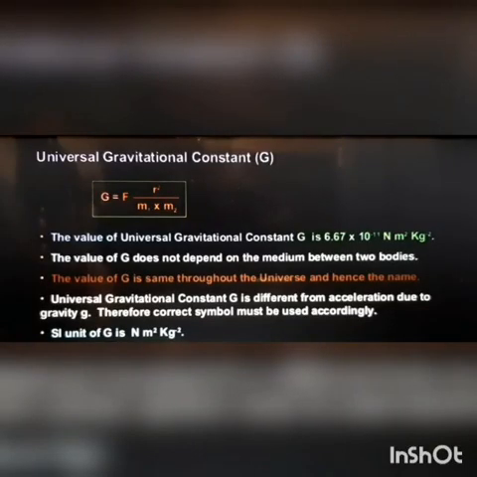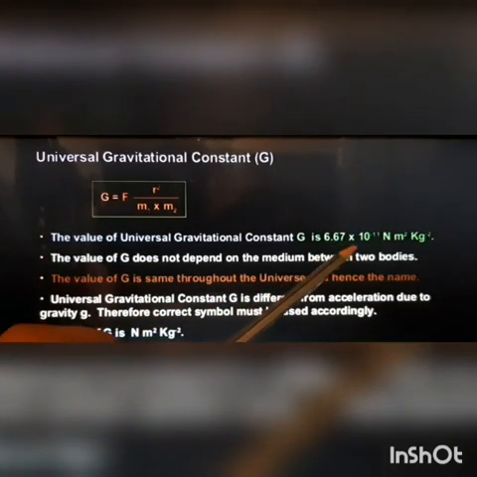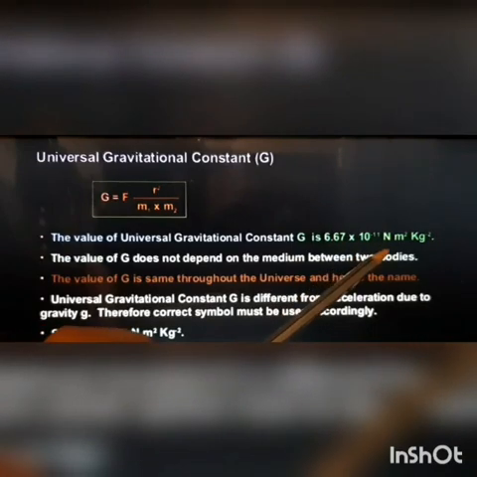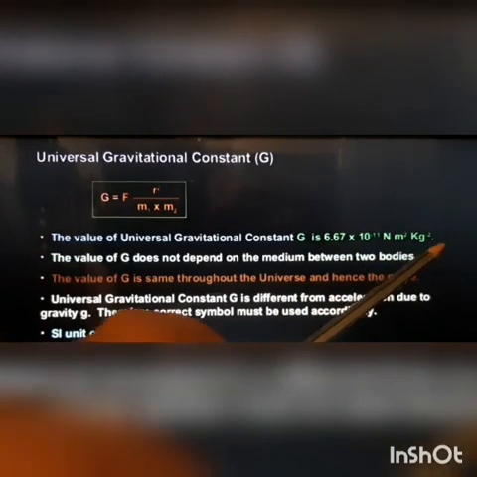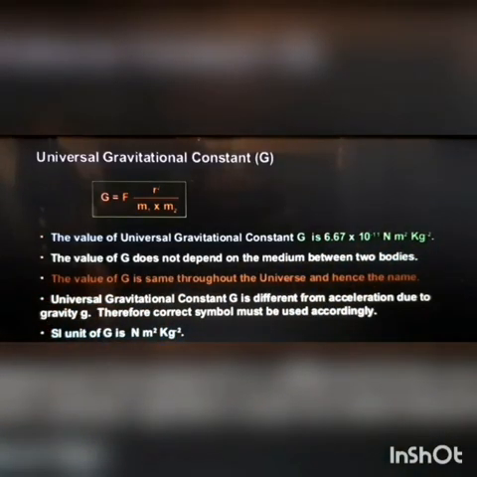There are a few things we need to learn about universal gravitational constant. From this equation, we can find the value of universal gravitational constant, and its value is 6.67 into 10 to the power minus 11 Newton meter square per kg square. The value of G does not depend on the medium between the two bodies. Wherever the bodies are, the distance between them has to be considered, their masses have to be considered, but whatever medium is in between them, that does not affect the value of G.